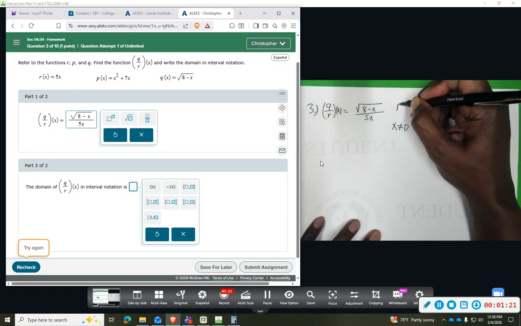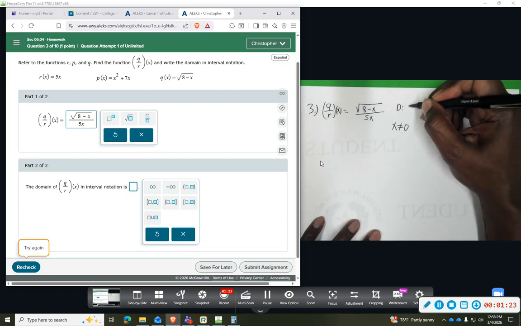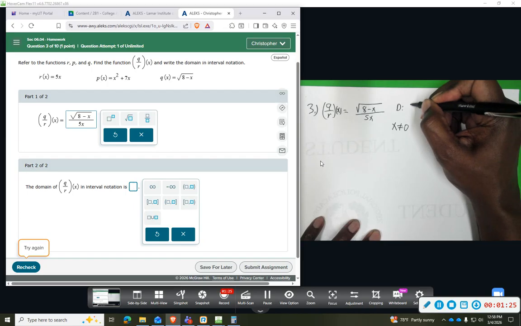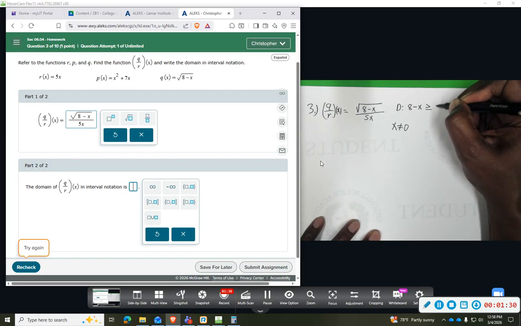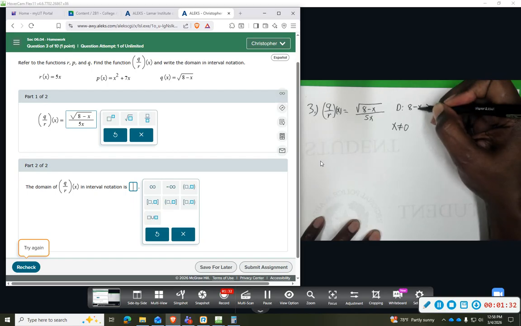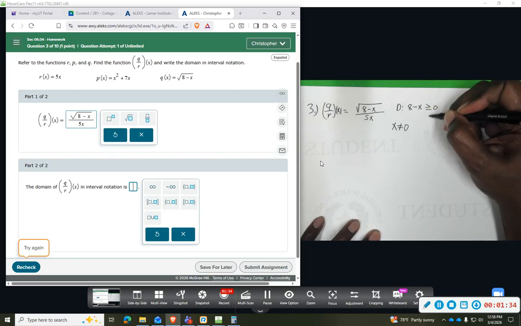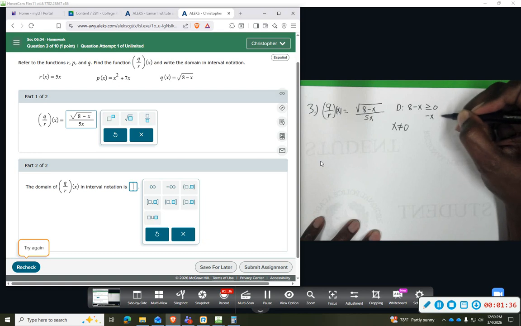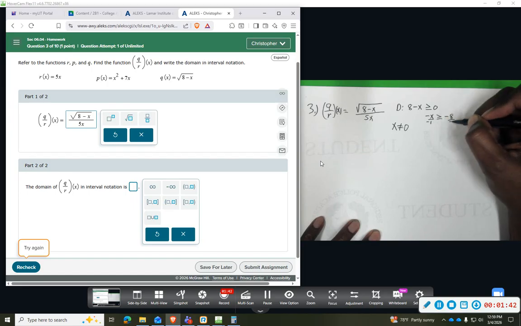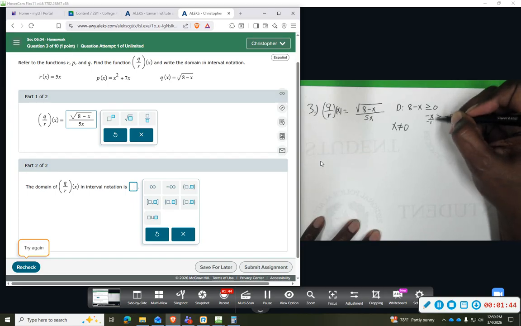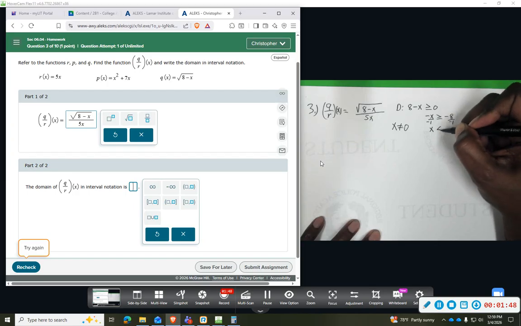So when you have a square root, you figure out domain by taking the expression under the square root and setting it greater than or equal to 0. If we subtract 8, we will get negative x greater than or equal to negative 8. Divide by negative 1. When you divide, the signs change, and so we get a positive x. The inequality sign flips, and this becomes a positive 8.